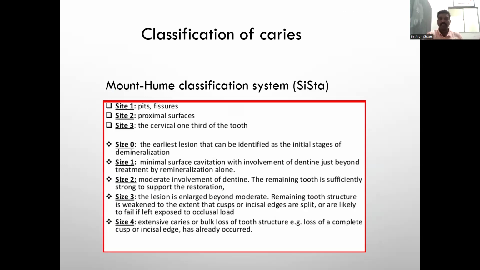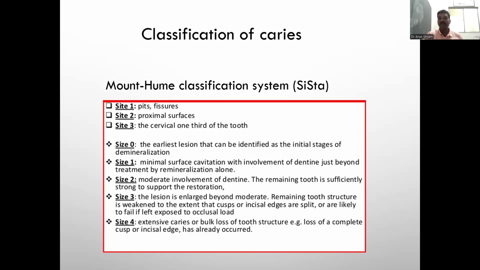So, classification of caries, Mount and Hume caries classification system. It is divided into sites and sizes. In that, site 1 includes pits and fissures, site 2 the proximal surface, and site 3 the cervical contour of the tooth. And the sizes, according to the site, the different sizes of the cavity were classified. Size 0 to 4. Size 0 is the earliest lesion that can be identified as the initial stage of demineralization.